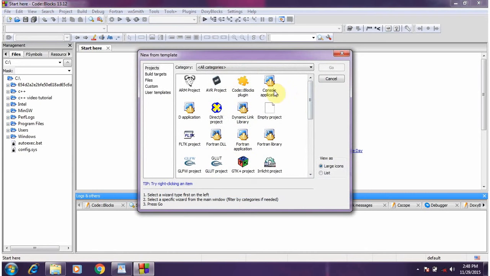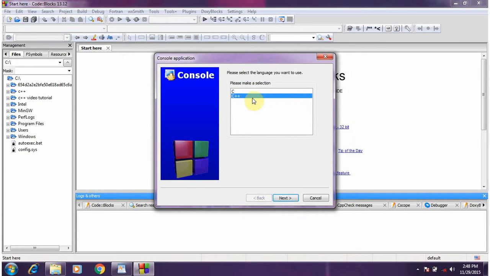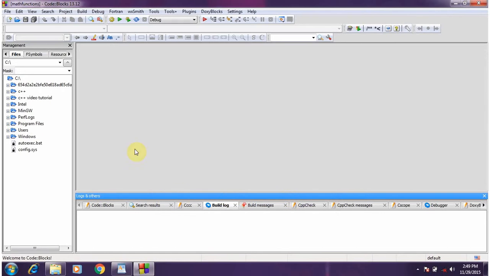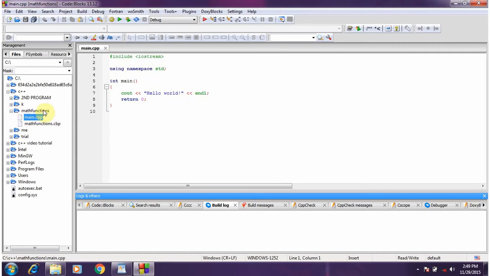So the first thing, create new project, console project, go C++. Okay, math function. You can give it any name, it doesn't matter. Okay, so my part is okay. The main.cpp, I hope you know where main.cpp is, but I will try to make a short video on it.